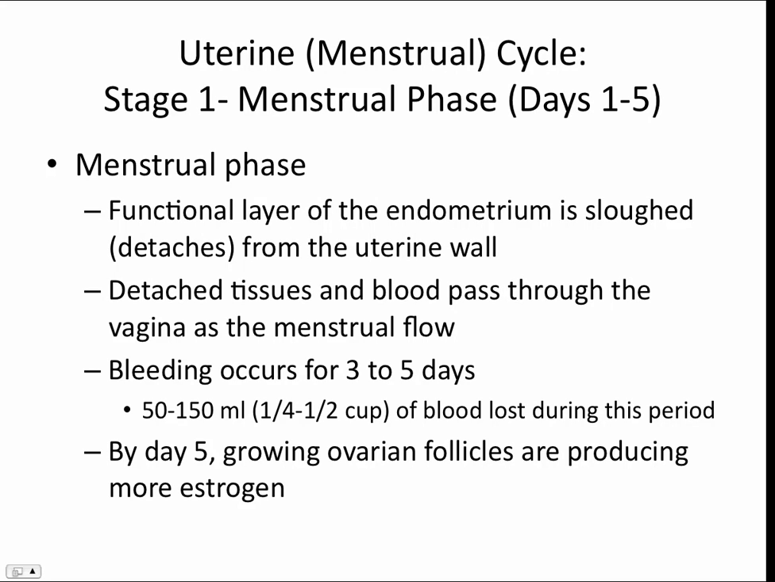And this is when that functional layer of the endometrium is sloughed off. So it's going to detach from that uterine wall, and this is what we know as menses, the bleeding. It's going to bleed for 3 to 5 days, and all in all, women expel 50 to 150 milliliters of blood during that period.